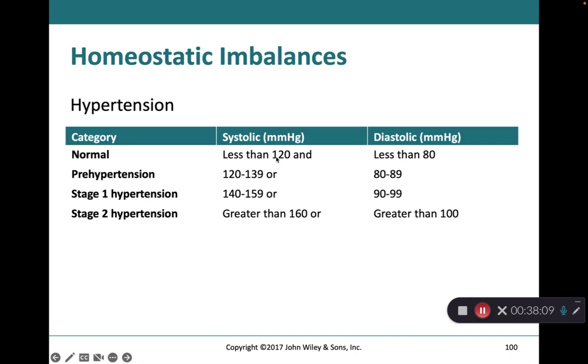Normal blood pressure should be systolic less than 120 and diastolic less than 80 millimeters mercury. And millimeters mercury is just a way to measure pressure. Pre-hypertension would be 120 to 139 or 80 to 89 diastolic. Stage 1 hypertension, 140 to 159 systolic or 90 to 99 diastolic. And stage 2 hypertension, this would be like an emergency situation, systolic greater than 160 or diastolic greater than 100.